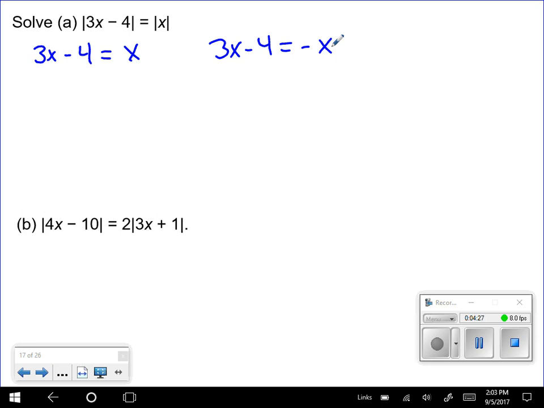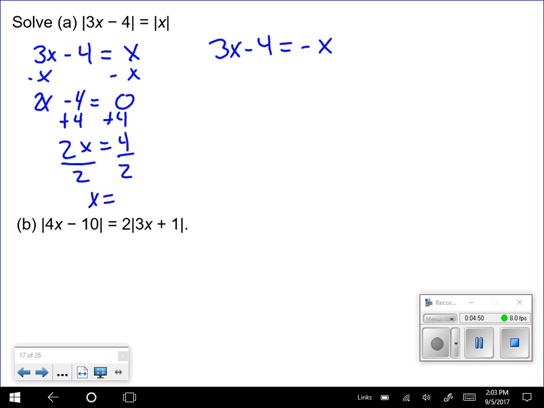So I have to use my knowledge of how to solve equations to work from here. I need to get my variables on one side, so I'm going to subtract x here. So I have 2x minus 4 equals 0. Don't let that freak you out. We're just solving this equation, so add 4 to both sides. So I have 2x equals 4. And I'm going to divide by 2 on both sides, so x will equal 2.